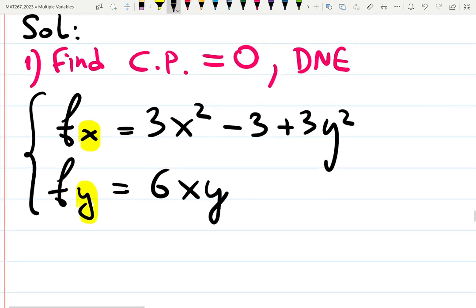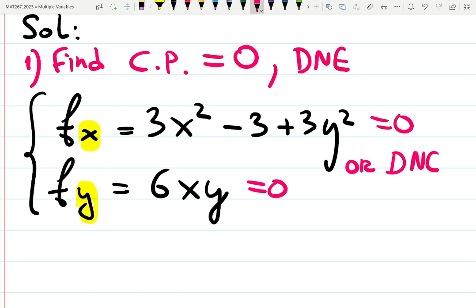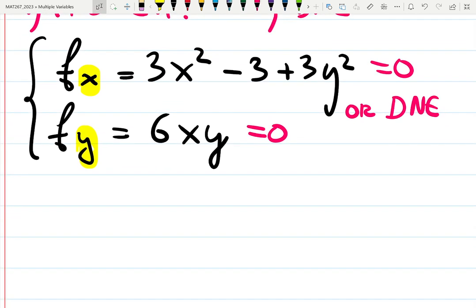Now we solve it. When does it equal 0? Or D and E. D and E happens with fractions. I don't see a fraction here, so there's no D and E. D and E is when you divide by 0, usually. So there are no D and E points, just the 0 ones. Okay, you have two systems here, two equations with two unknowns, so you can solve it.